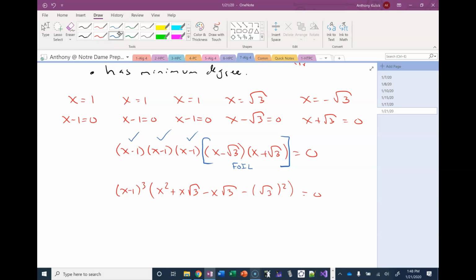So now that I've FOILed this out, I'm going to combine my like terms. Notice I have a positive x root 3 and a negative x root 3. Those are going to add to give me 0. And then I have minus the square root of 3 squared. What is the square root of 3 squared? Just 3, right? The square root of 3 squared is 3, since squaring and the square root just cancel each other out. So what I'm left with then is x squared minus 3.